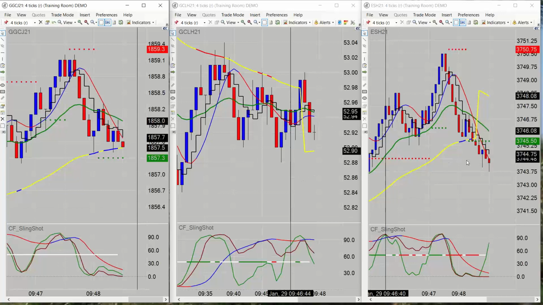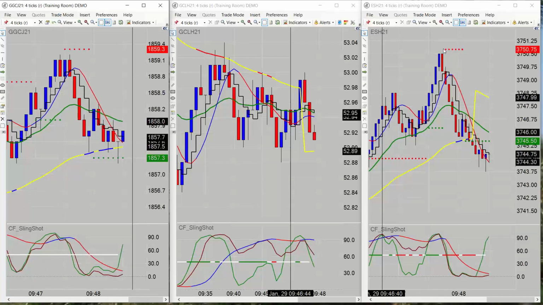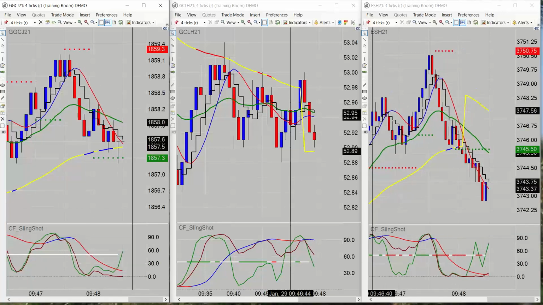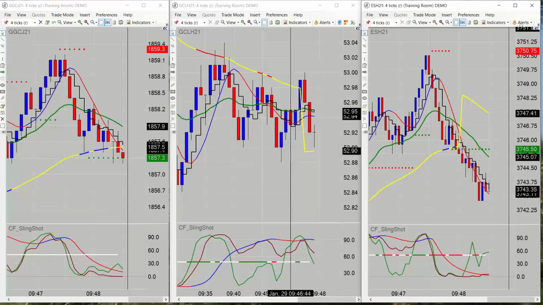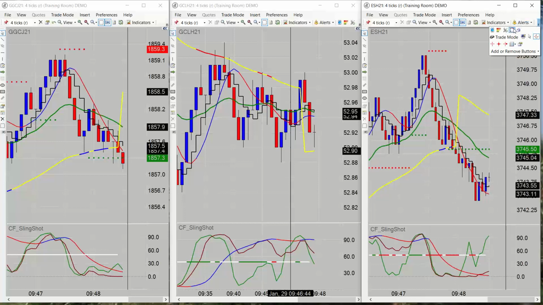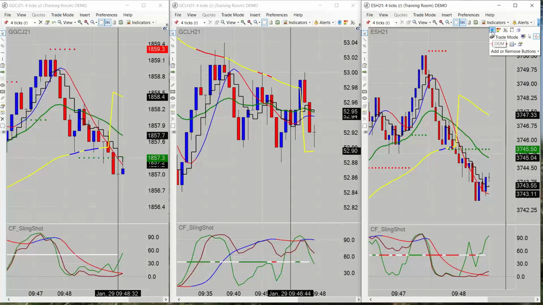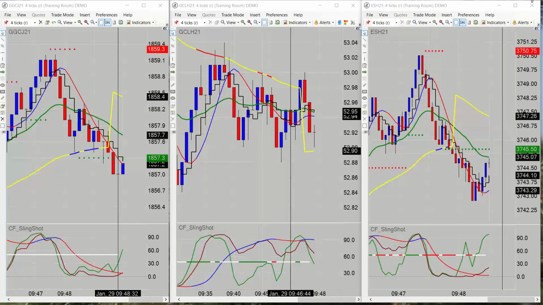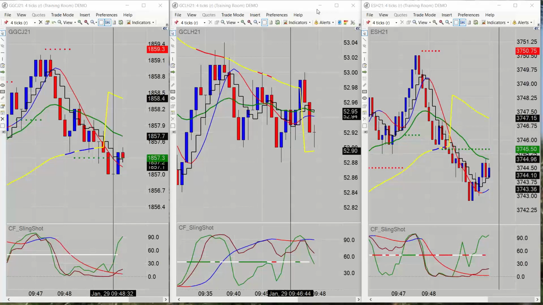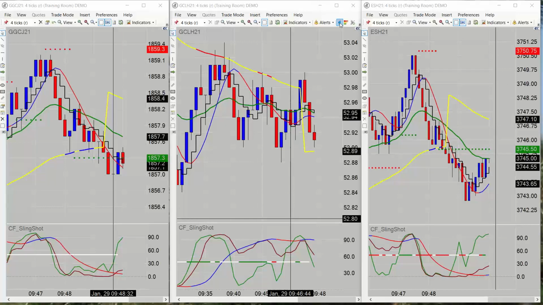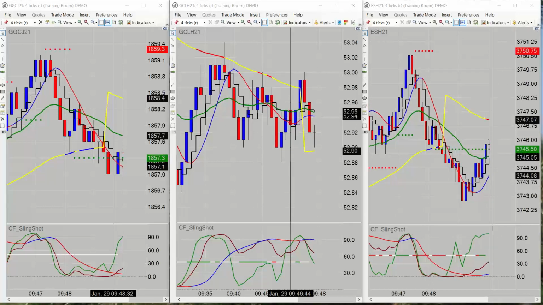Crude is going sideways. You can see the ES is just bouncing all over the place. I need to open some DOMs here on DT Pro. So simple. You click on the DOM symbol, and mine open up on my second monitor. There's my crude.